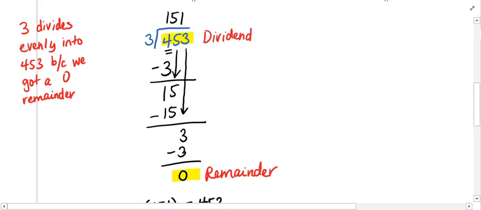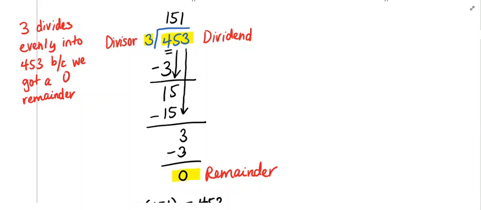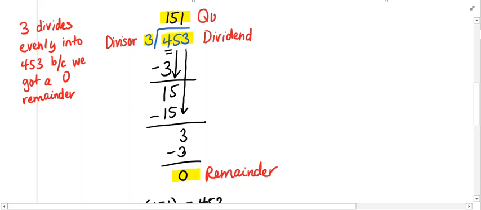Okay, so dividend. And then 3 is the number that is being divided into 453. It also has a name. It's called the divisor. And then you get a result. The result of the division is 151. That is called the quotient.